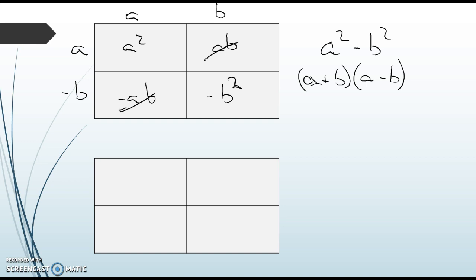So in a nutshell, we can say that if we have a squared minus b squared in an expression, it will every single time factorize out to a plus b, a minus b. So I hope this is helpful.